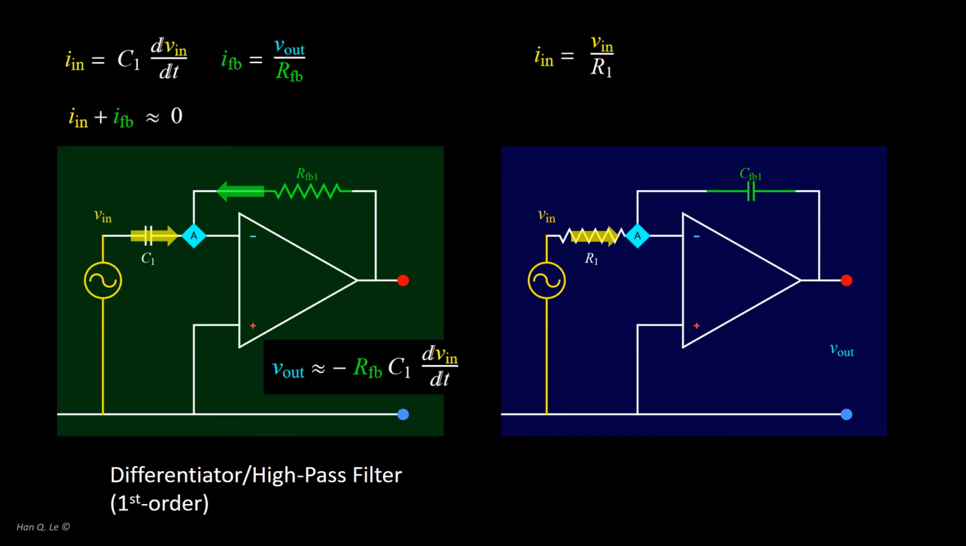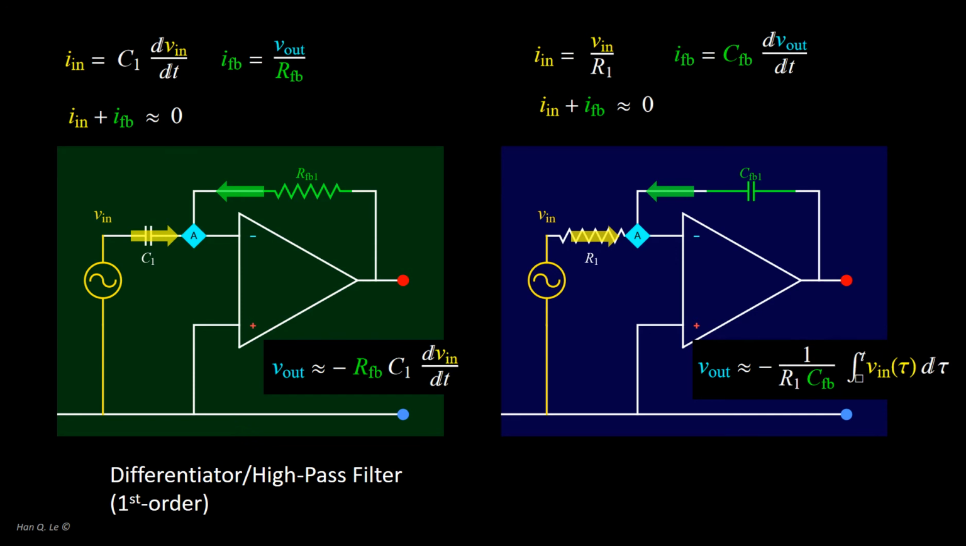The op-amp output, via the feedback capacitor, generates feedback current IFB, which is proportional to the derivative of Vout. Applying Kirchhoff's current law at node A leads to the relationship of Vout being linearly proportional to the integration of V input. This is an integrator or a low-pass filter.